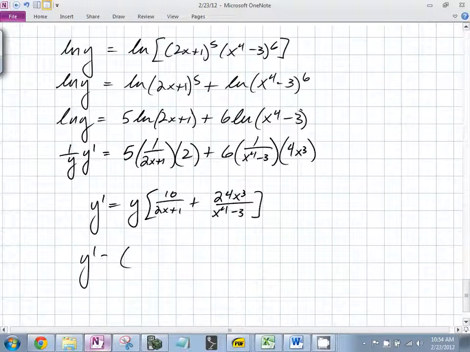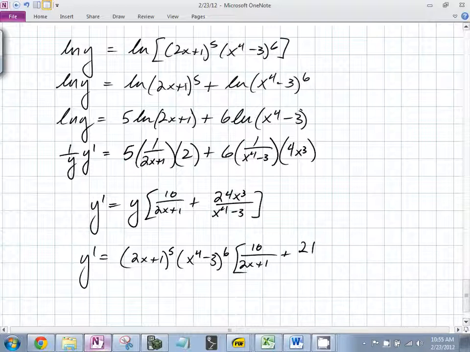So you now know that y prime is equal to, you got to do the substitution at the end, 2x plus 1 to the fifth times x to the fourth minus 3 to the sixth times 10 over 2x plus 1 plus 24x cubed over x to the fourth minus 3. All done. There's your final answer.